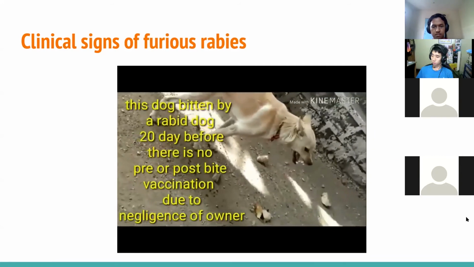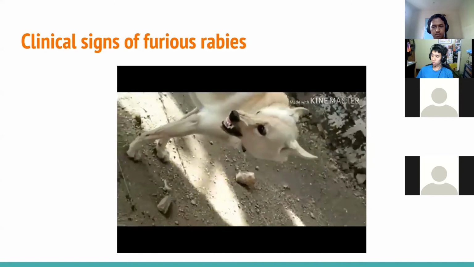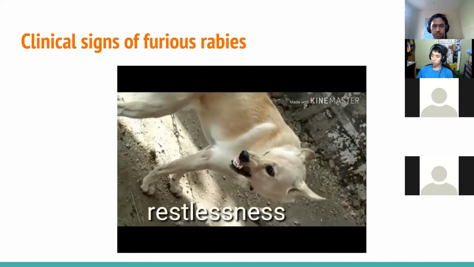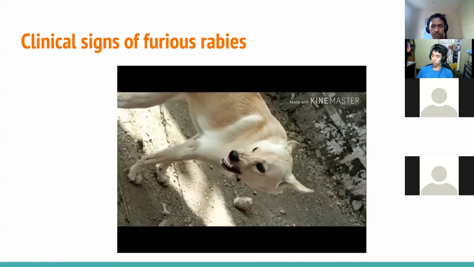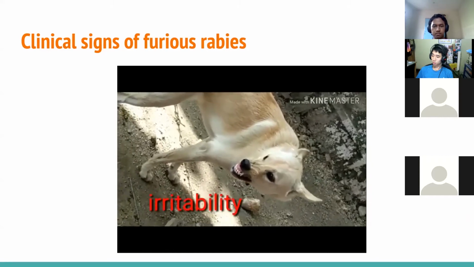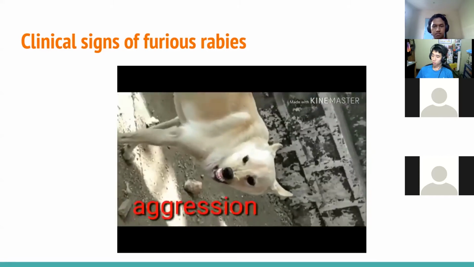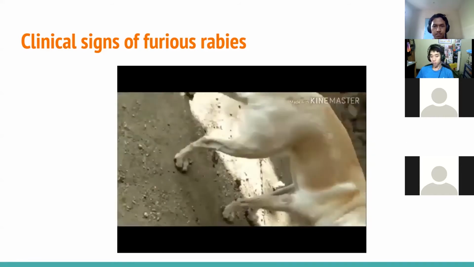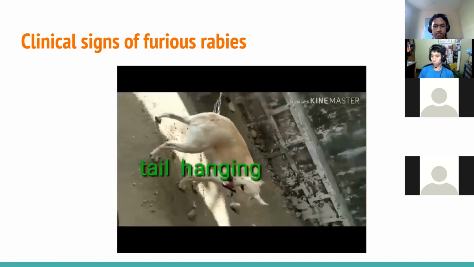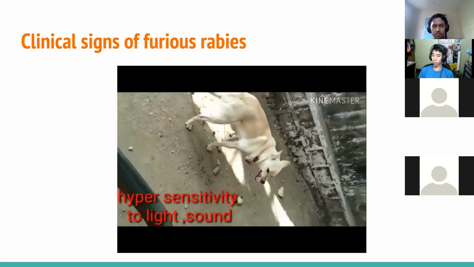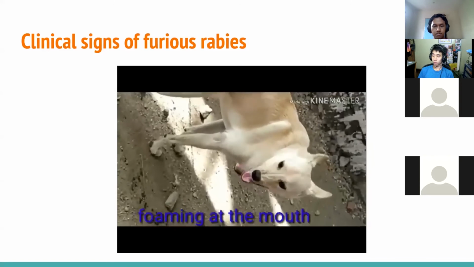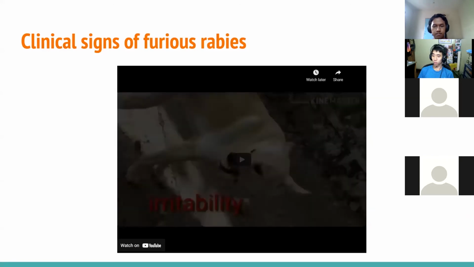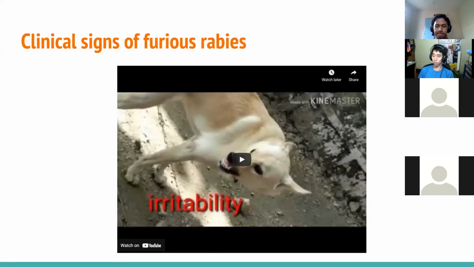For the furious form of rabies, you can see the dog will be restless, and it will also show irritability and aggression. Then the tail of the dog seems to be hanging, and there will also be hypersensitivity to light and sound, and we'll see hypersalivation also.